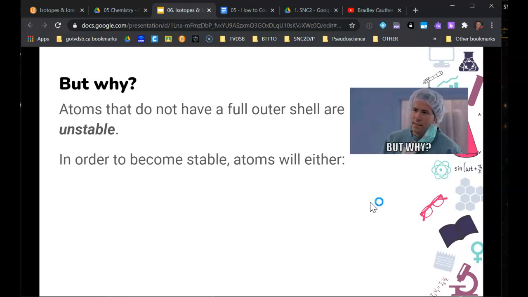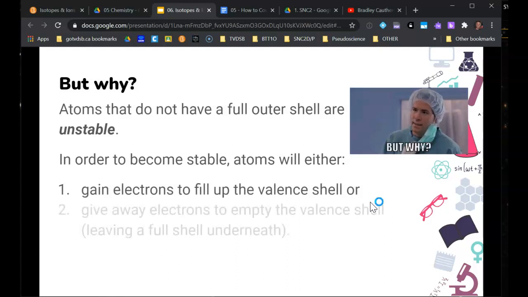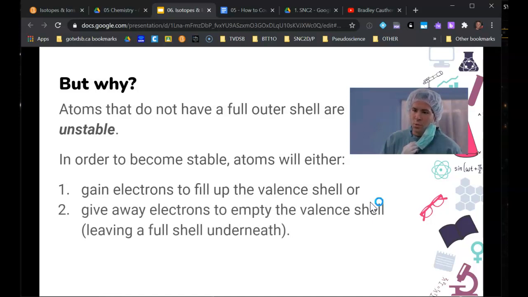So there are a couple of options. To become stable, an atom is either going to gain electrons, which would mean it fills up that outer shell, or it's going to get rid of electrons. And because it gets rid of electrons, it can empty that outer shell, and then the shell underneath is a full one.